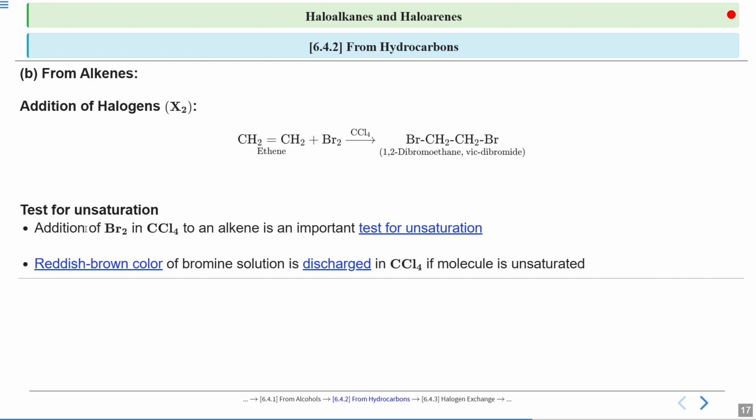So the addition of a bromine molecule in CCl4 to an alkene is an important test for the unsaturation of the alkene, or the reactant that you are using.